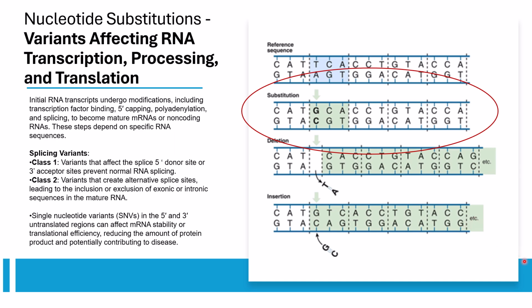Another example of nucleotide substitutions are variants affecting RNA transcription, processing, and translation. The basic concept is a pure point mutation that changes a codon, but that site includes transcription factor binding, 5' capping, polyadenylation, or splicing. So it will affect the non-coding RNA or mature mRNA, affecting mRNA stability and translational efficiency, and reducing the amount of protein produced, potentially contributing to some diseases as well.